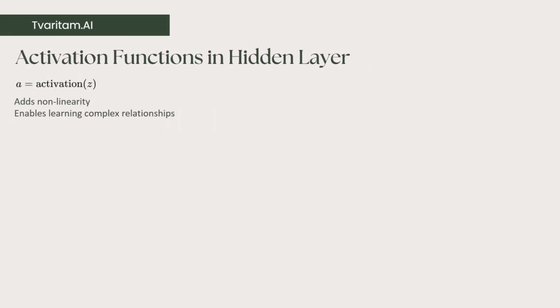Now that we have understood the structure of neural networks, let's talk about one of the most important components of a neural network, and that is the activation function. An activation function is a mathematical function applied to the output of each neuron. Its primary role is to introduce nonlinearity into the network. Without it, no matter how many layers we stack, the entire network would behave like a simple linear model. Non-linearity is what allows neural networks to learn complex relationships, patterns, and interactions in the data.